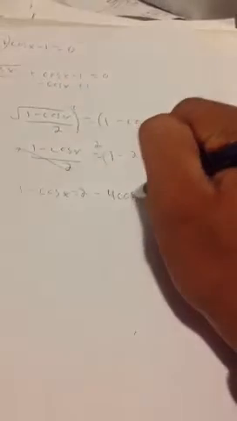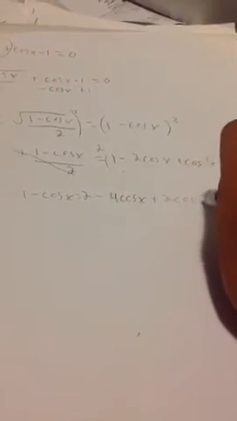is equal to 2 minus 4 cosine of x plus 2 cosine squared x. So now what we are going to do is get everything to the same side. So to do this, we will add cosine of x and subtract 1.